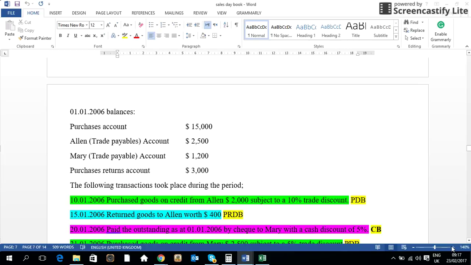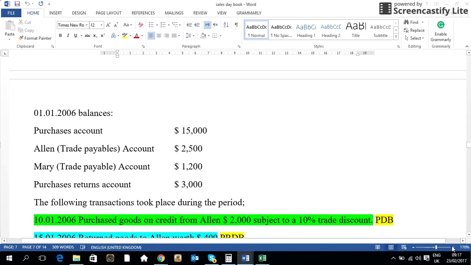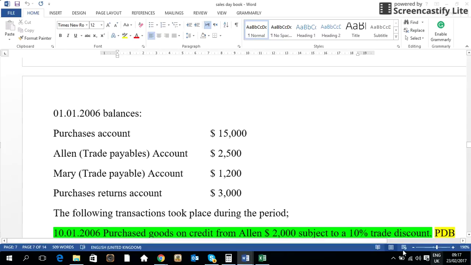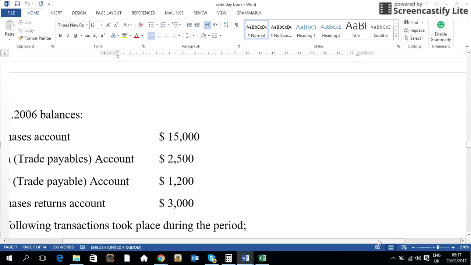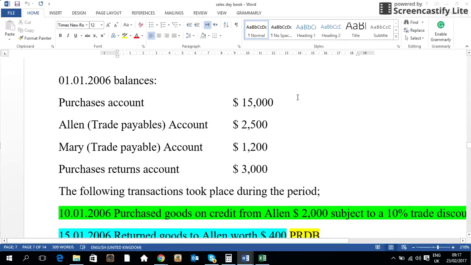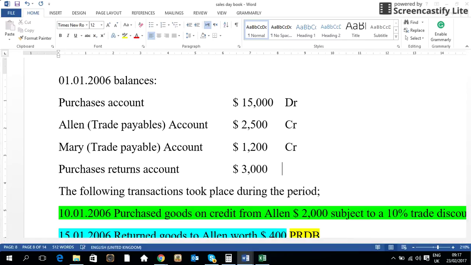Step one is to enter the opening balances of each of the ledgers. Before moving into this, you should know the normal balances of each of these accounts. Purchases account has a normal balance of debit. Alan trade payable account has a normal balance of credit. Mary trade payable account has a normal balance of credit. And last, purchases returns account has a normal balance of credit. Now you're clear which side to enter each of these balances.